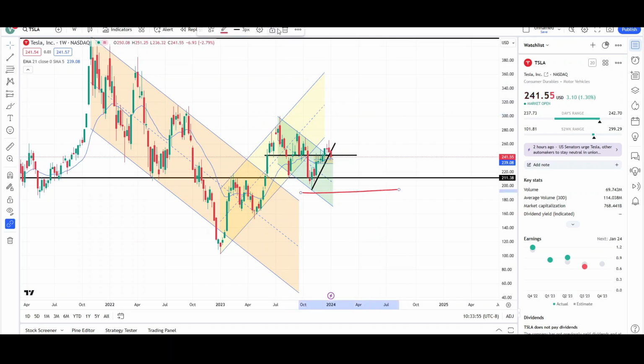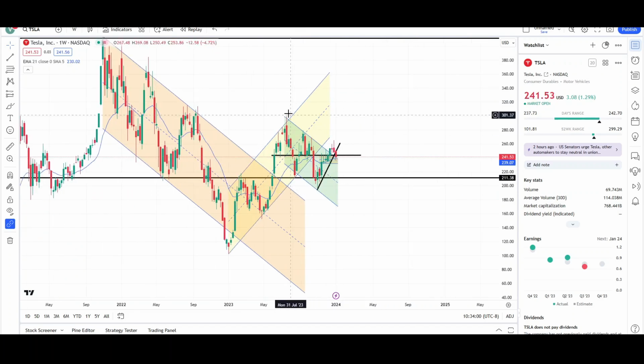So that's all I have for Tesla on the daily and weekly charts. We'll see how this develops, but as of right now, it's probably in the bear's court.